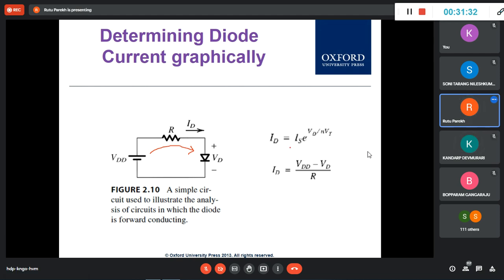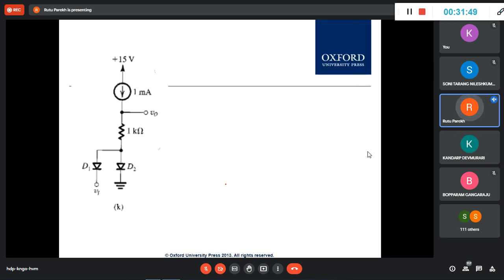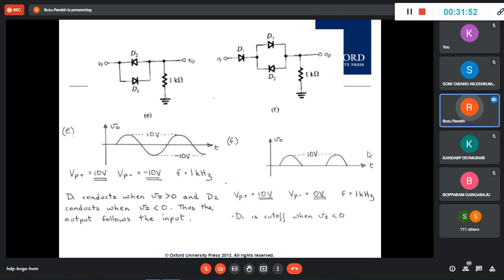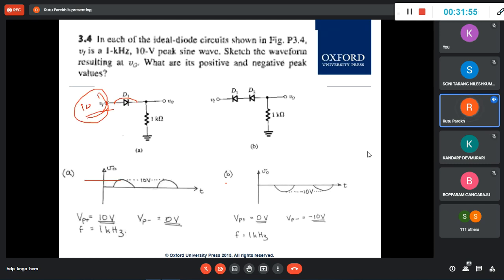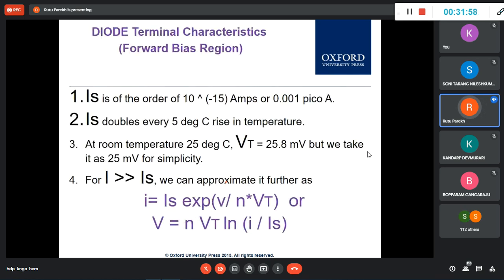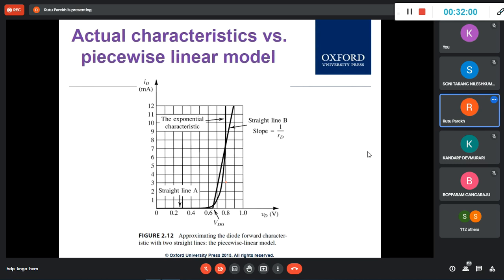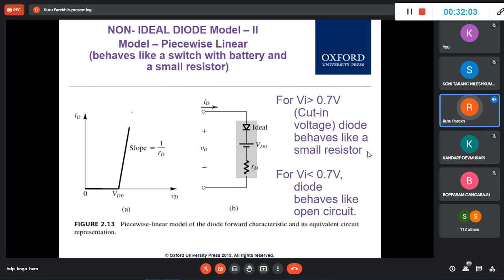Ma'am, here will we not consider the RD resistance of the diode for this equation? Yes, good point. It should be R plus RD, if we consider it. Very good point. Again, as I said, it depends on what calculations you want to make. Now, let's say these are your ideal diode model. When you consider this piecewise linear model, the slope here is 1 upon RD, and this is constant. It is an approximation of this.